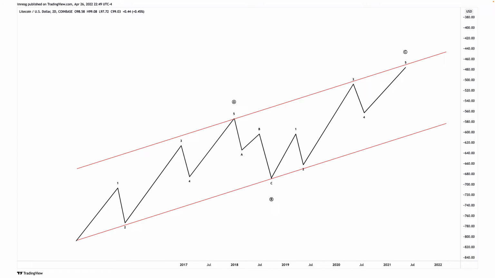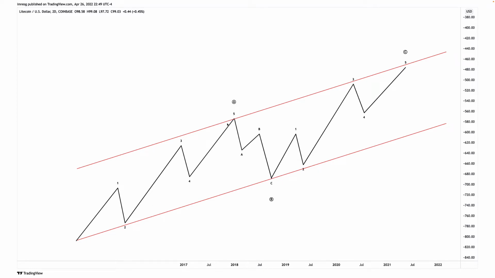So you can see how wave A is an impulsive wave. We covered this last week. Impulsive waves unfold in a 5-wave sequence. Wave B, in this case, is its own zigzag, labeled A, B, and C. And wave C unfolds as its own impulse wave. So this is a very textbook zigzag.